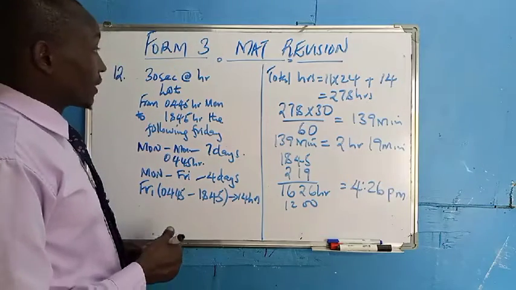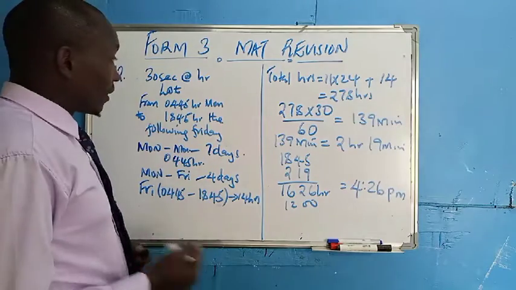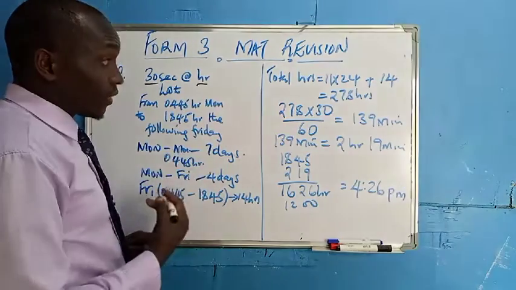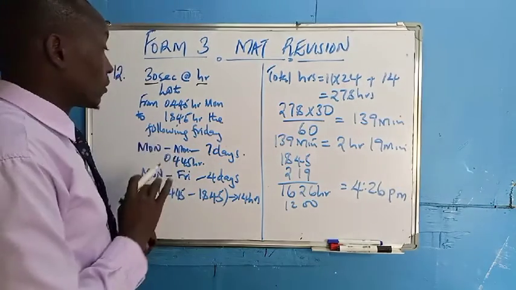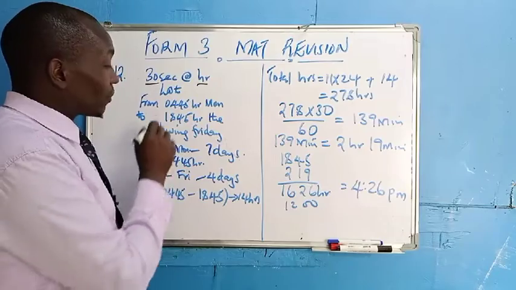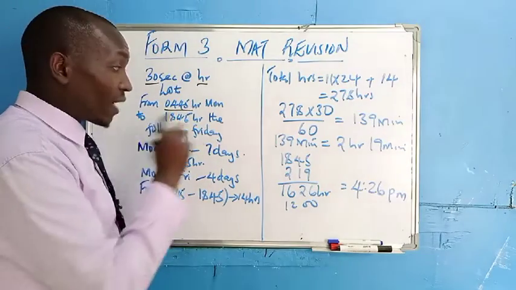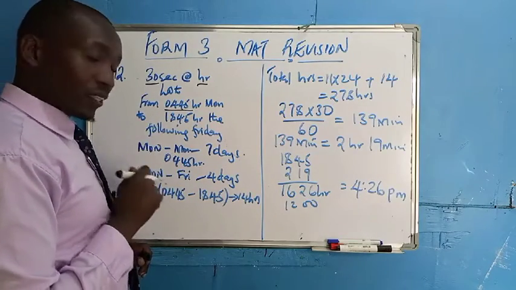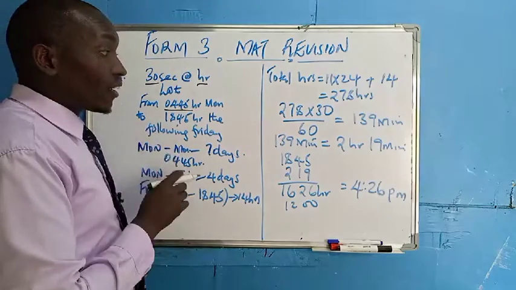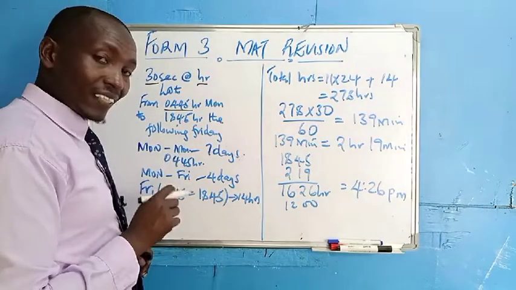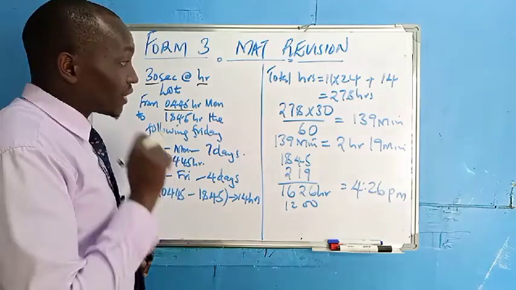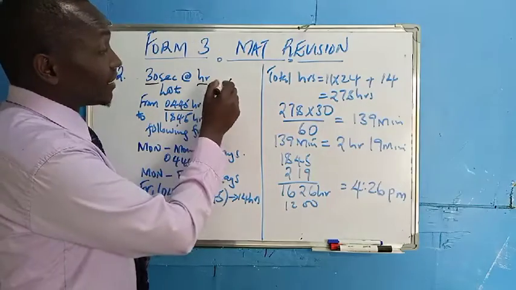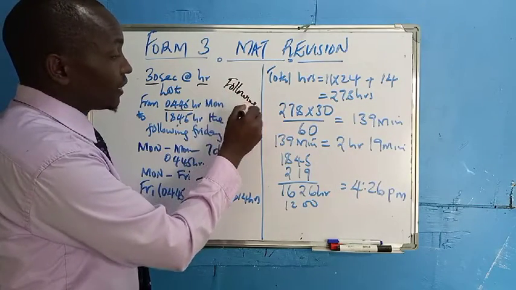Number 12, you're given that there is a clock. And this clock loses 30 seconds every 1 hour. Every 1 hour, the clock reads 30 seconds less, or loses 30 seconds. The clock was set correctly on Monday at 4:45 in the morning. Then the question is asking, what time will the clock read? Okay, the question is asking what time the clock will read on Friday, that is the following Friday. That's a very key word there. The following Friday.